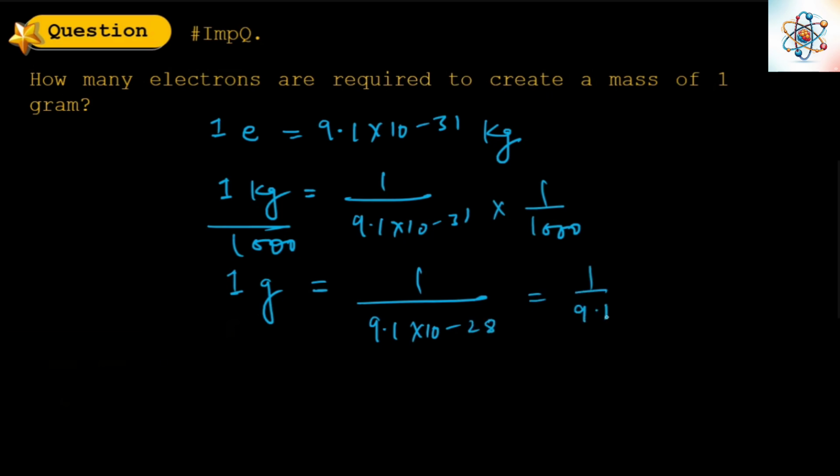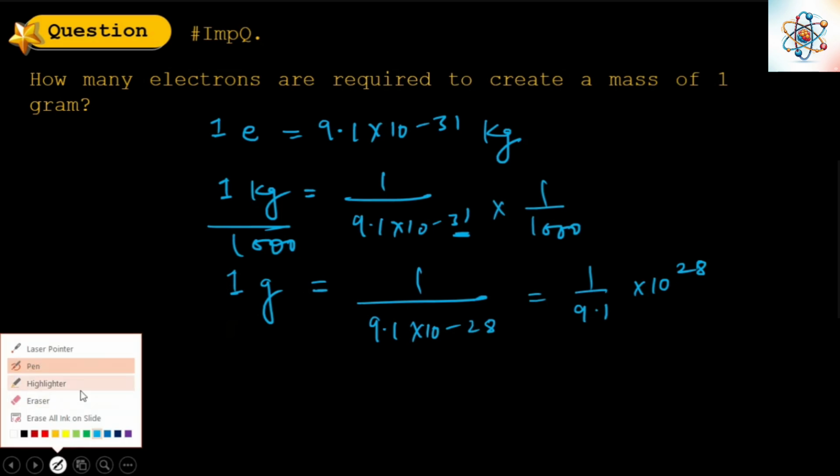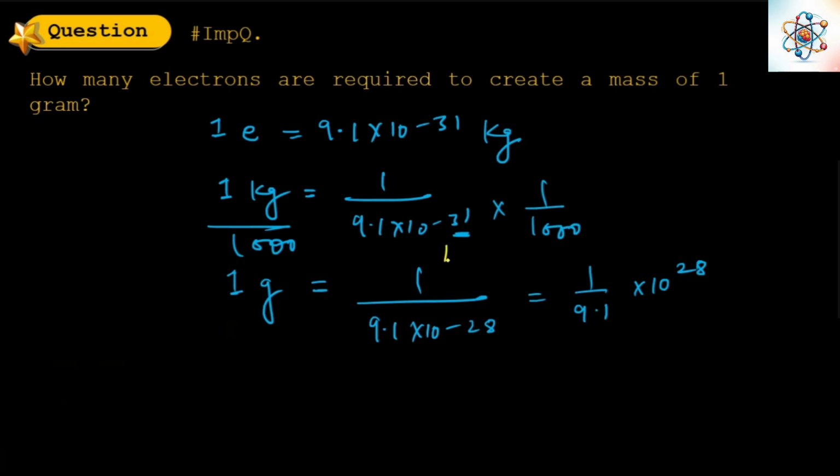So 1 by 9.1 into 10 to the power minus 28. Where did you get 28 from? Which number? 28. It is 10 to the power minus 31, and 10 to the power 3. If we solve the exponents, 31 plus 3... so minus 28. And this minus 28, when brought to the numerator, becomes plus 28.